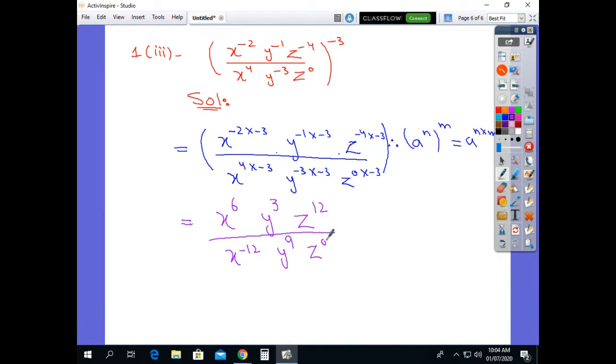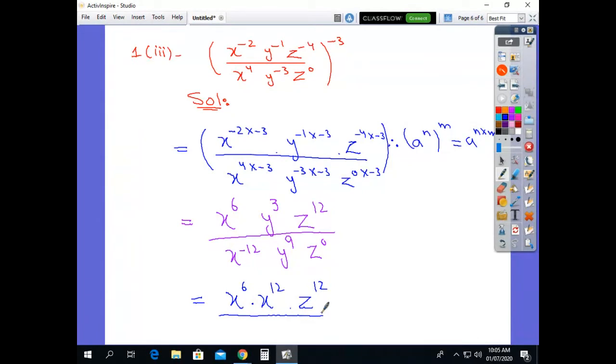Now we shift these into a simpler form. We have x raised to power 6 into x raised to power positive 12, because x raised to power negative 12, when we convert it into numerator form, its power becomes positive. And we have z raised to power 12.